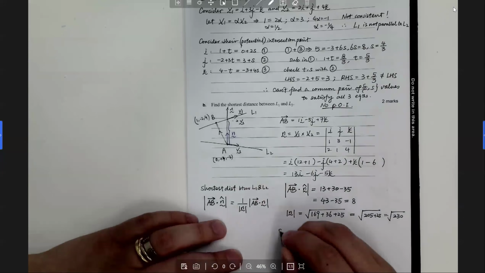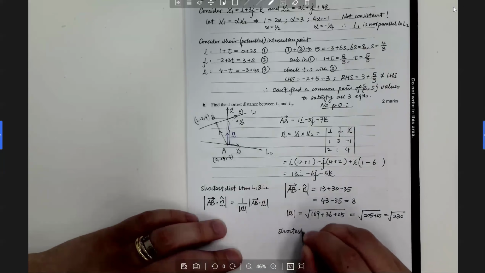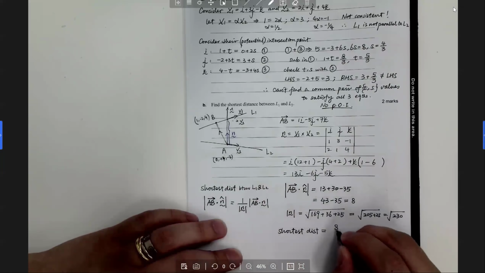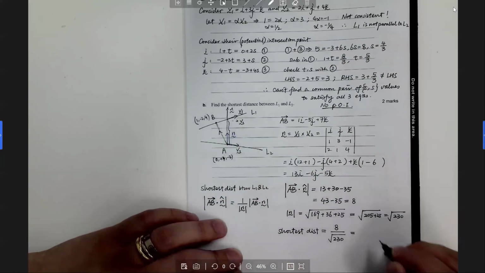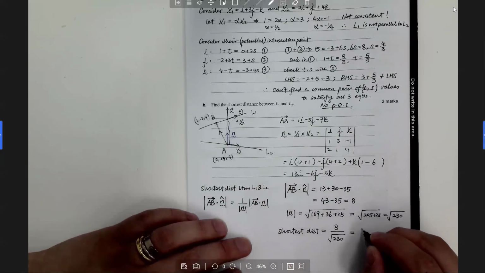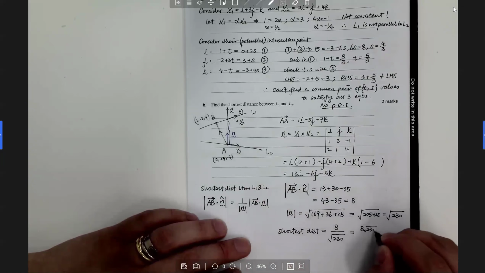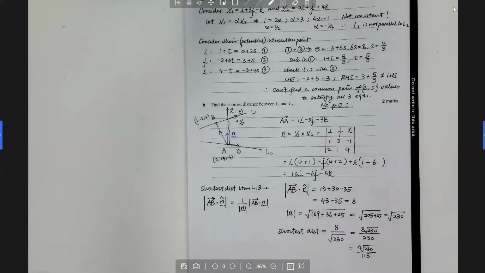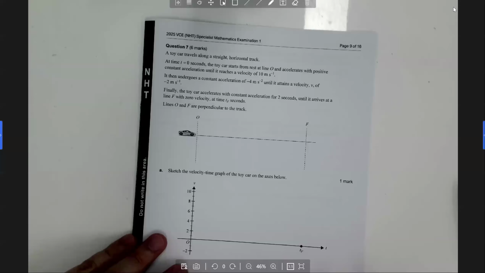Okay, so the shortest distance equals 8 divided by root 230. And you might want to simplify this one. You can get 8 root 230 divided by 230, and that will be 4 root 230 divided by 115. Something about this line, huh? That's strange. Anyway, let's move on and look at the other part.